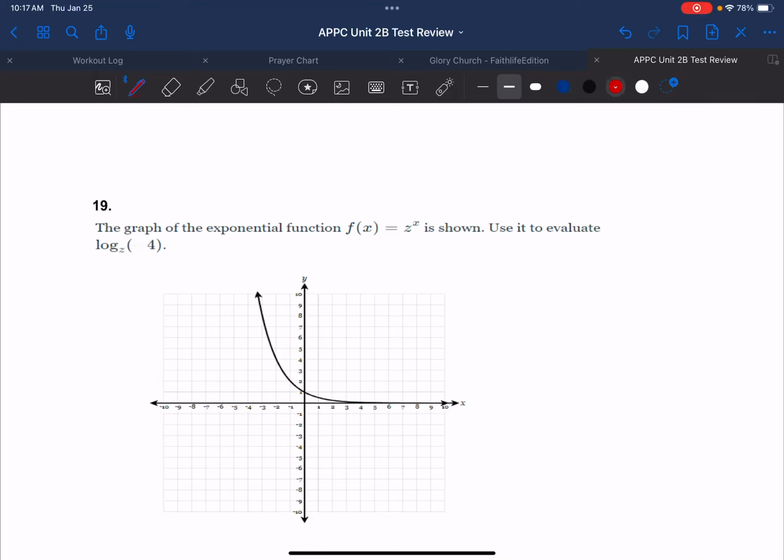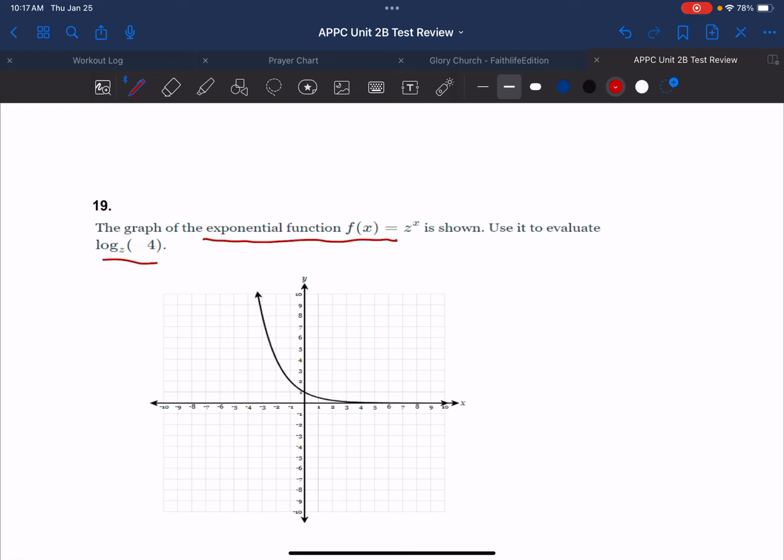Okay, so starting video number 2, we have the graph of the exponential function f of x equals z to the x shown below. So the original function graphed here is an exponential function, and use it to evaluate log base z of 4.